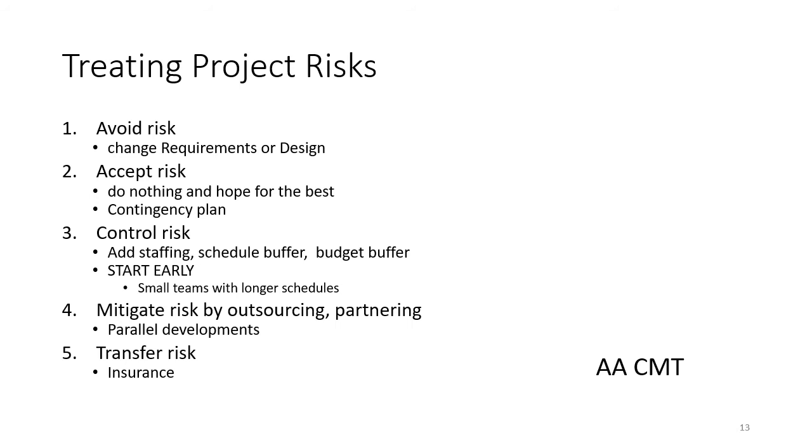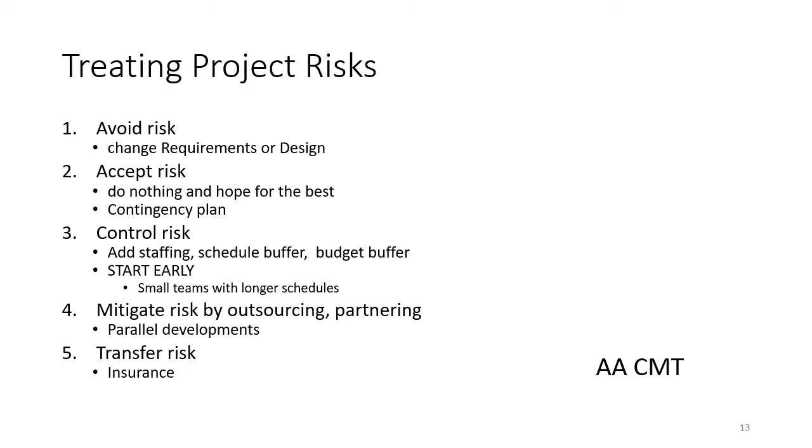Avoid the risk: change requirements or design, do things to de-scope the project, put in schedule buffers, put in budget buffers. Number 2 is to recognize the risk and accept it. So you kind of do nothing and hope for the best. And related to that is to come up with a contingency plan. So you're going to monitor things, and if the risk gets too high, then you're going to change course.